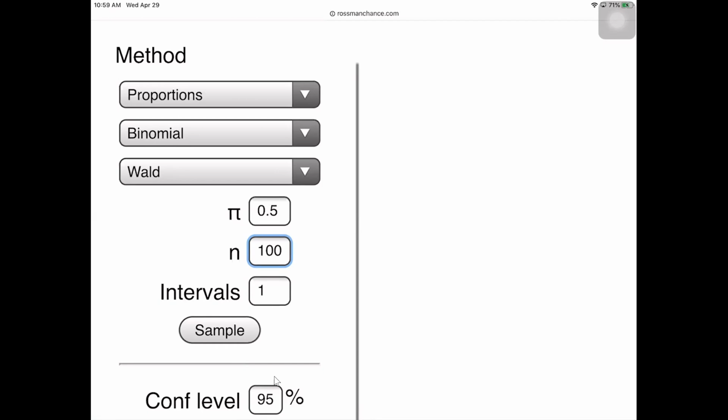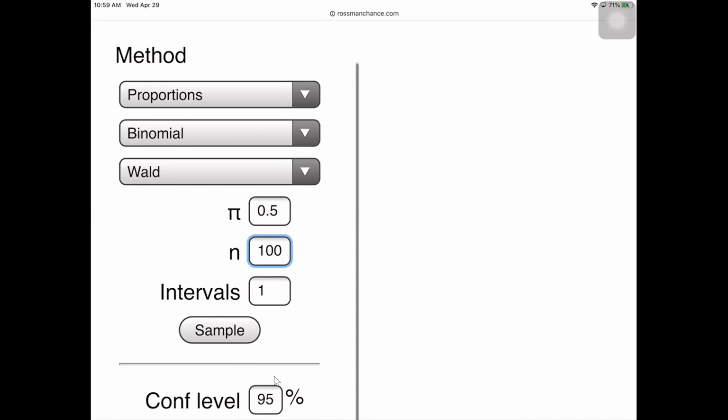So we're going to mess around with this simulation and see how the confidence interval gets affected if I switch the confidence level from 95% to 65%, or what happens to the confidence interval if I increase or decrease the sample size.